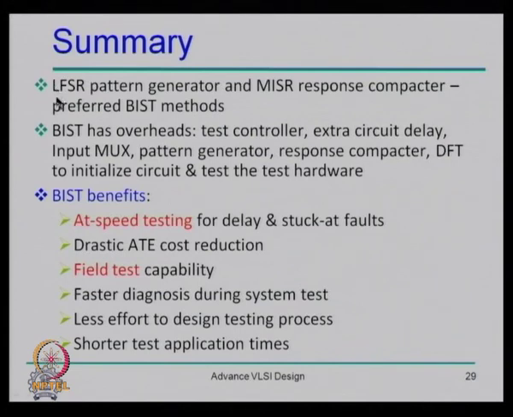In summary, LFSR-based built-in self-test is a wonderful approach that gives you the facility to apply test at any point in time. That means your chip can test itself, and hence we can use it for field test. So this allows you the ATSP test and field test. This completes the built-in self-test.